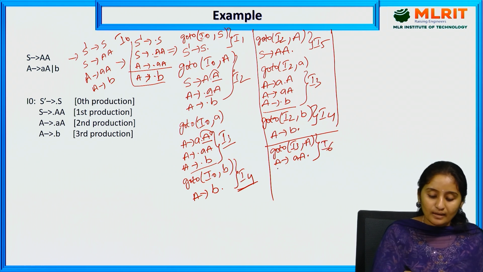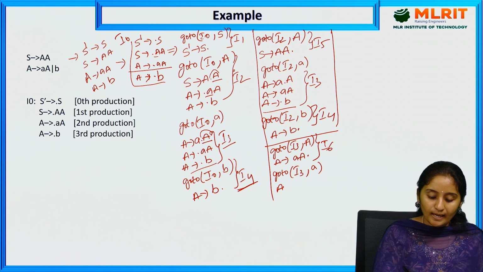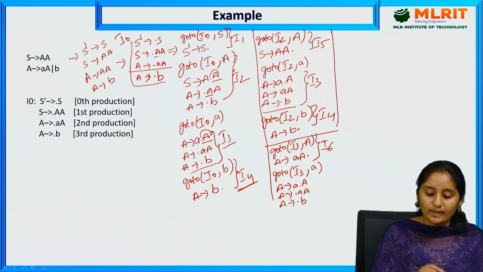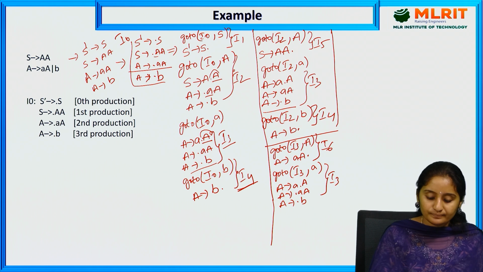Next, go to I3 comma small a. A tends to A dot A. A tends to dot AA. A tends to dot B. Check whether this production is available or not. Yes, it is available in I3. So write I3.